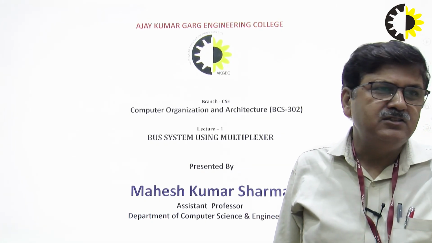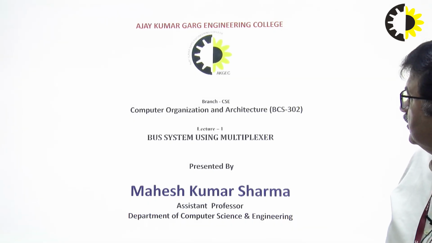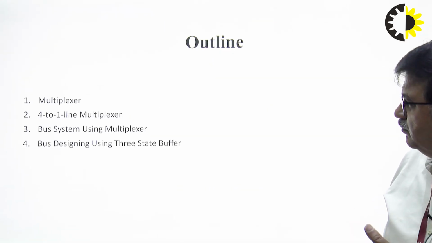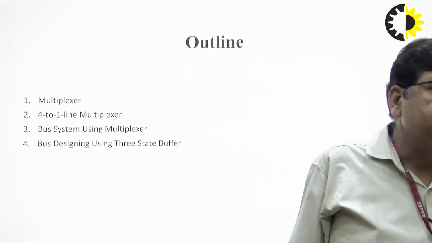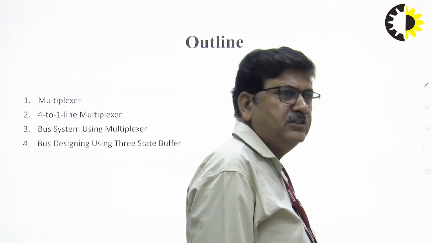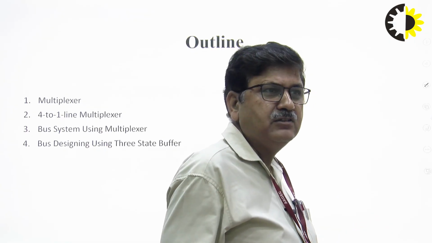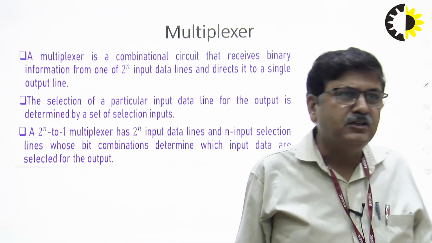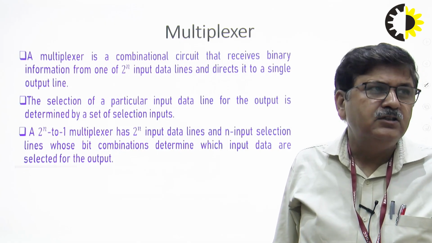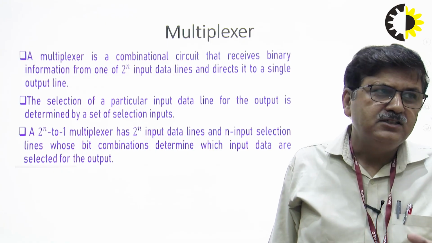My topic is the bus system using the multiplexer. So, what is the multiplexer? Here we have a 4 to 1 line multiplexer, and the bus system designed using the 3-state. A multiplexer is a circuit with multiple inputs, 2 to the power n input data lines, and the output is a single data.